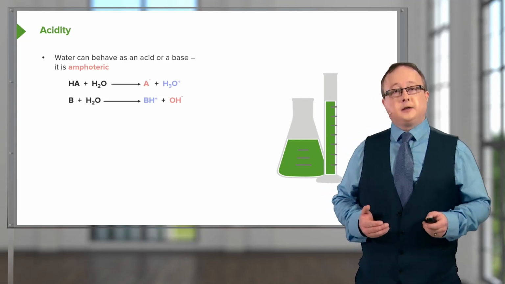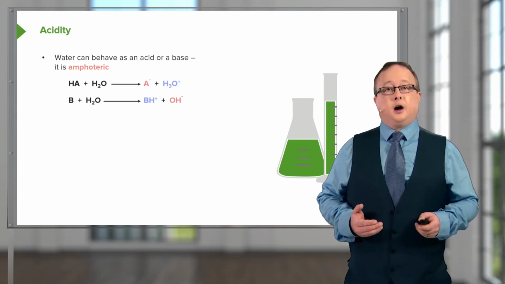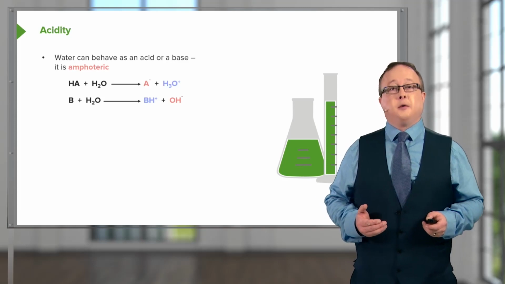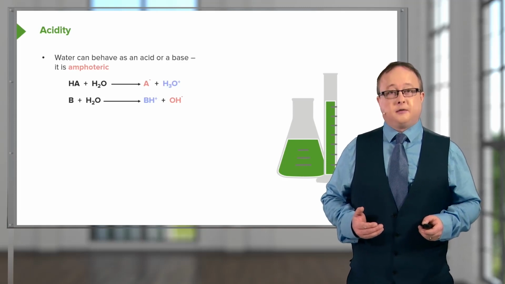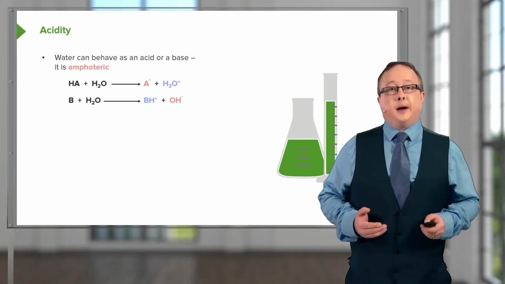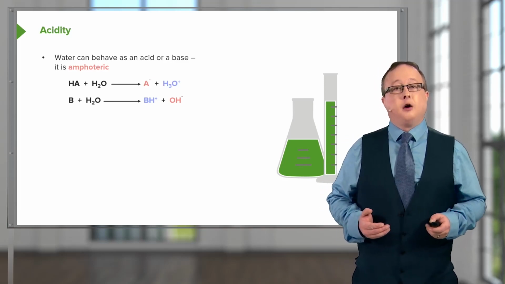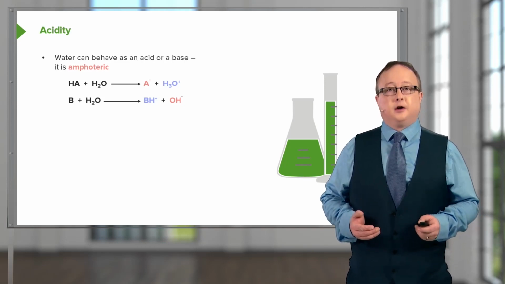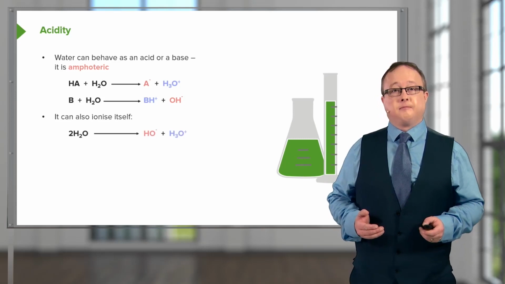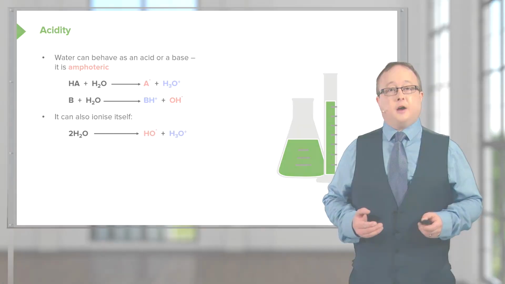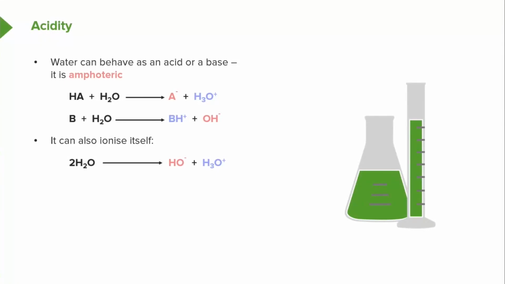But for now, what you should be content with is that HA, our model acid here, can protonate H2O to give rise to H3O+, okay? Otherwise known as the hydronium ion. B, a base, can also react with H2O to give rise to the hydroxide ion, shown in red on the second part of that equation. It can also react with itself and ionize itself, forming a mixture of hydroxide and, of course, H3O+.